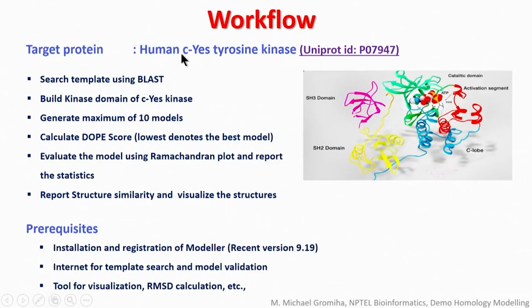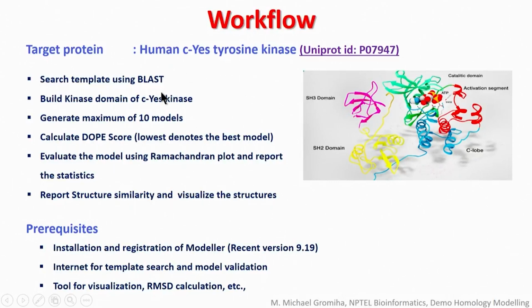For example, if you have a protein called human CS kinase, a tyrosine kinase, with the UniProt ID P07947, UniProt being the database for protein sequences. So, we know the sequence, now the task is to get the structure. There are various steps involved. First, we have to get the template using BLAST, then build the kinase domain of this CS kinase, and we generate a maximum of 10 models and calculate the energy score, where the lowest denotes the best model. Then evaluate the model using the Ramachandran plot, report the structure similarity and visualize the structures.